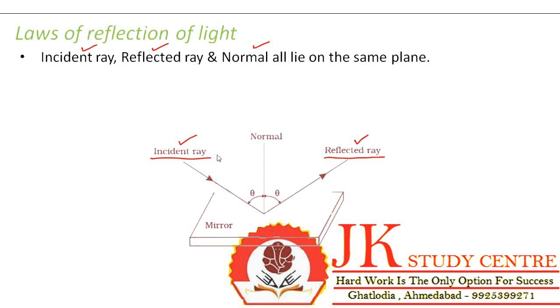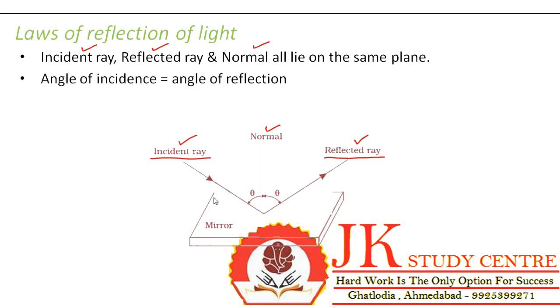So the first law says that these three, that is the incident ray, reflected ray and the normal, all will lie on the same plane. So here you can see that they all lie on the same plane. If you look at this figure, you can see that they are all lying on the same plane on the mirror, right?